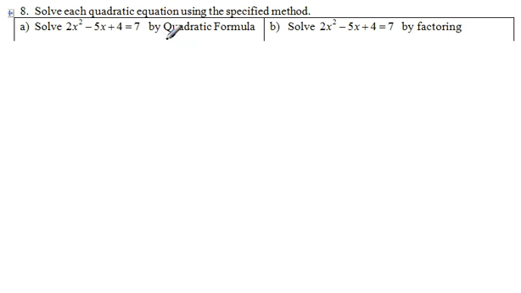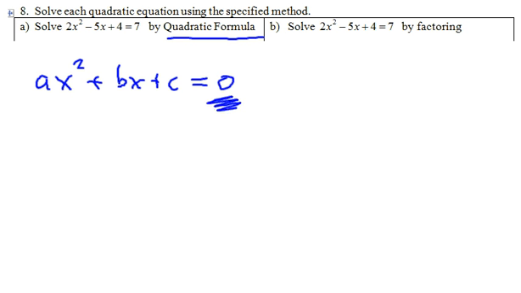To do quadratic formula in the first place, you need standard form. Standard form of a parabola is where everything's on one side: ax squared plus bx plus c equals 0. You have to have 0 already on this side to use the quadratic formula, and in this problem, we don't have 0 here. So your first step is to subtract 7 from both sides of the equation to get 0.